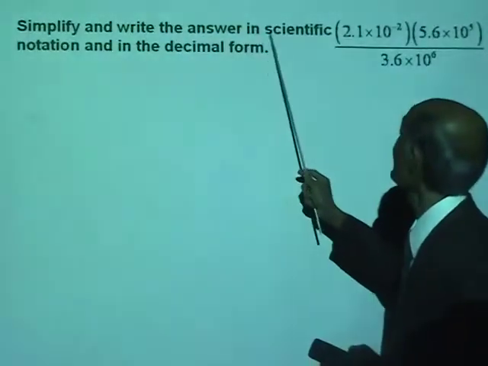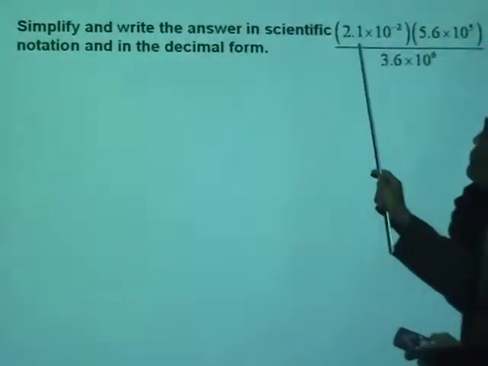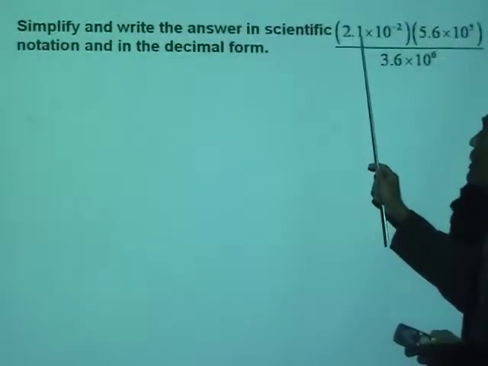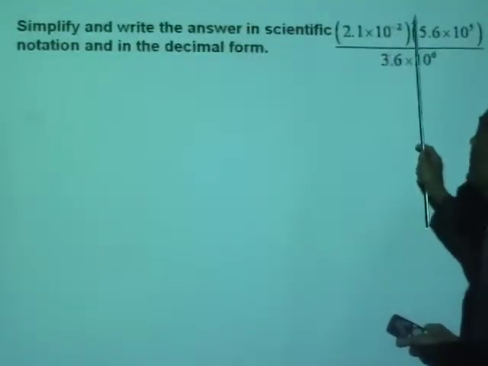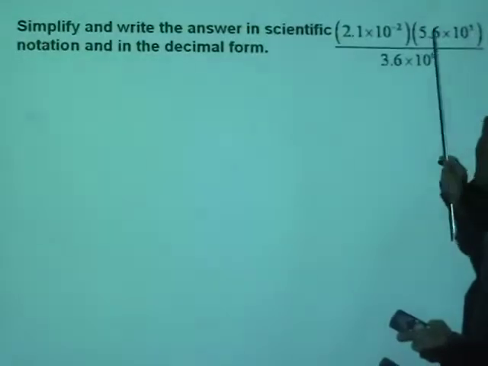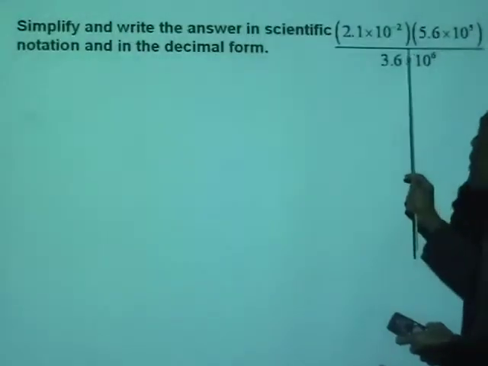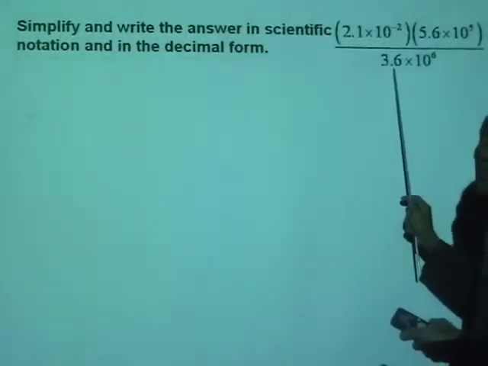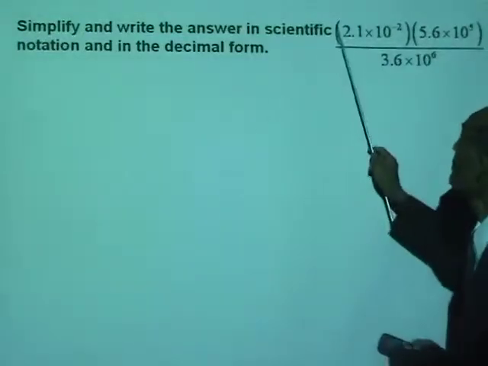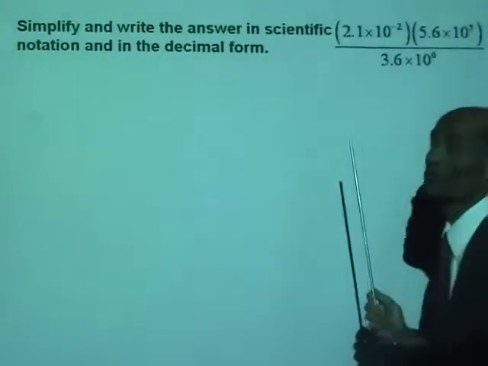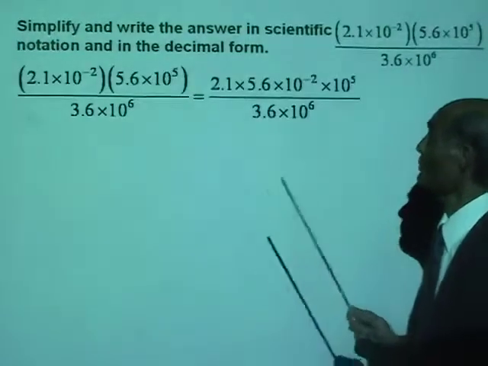Simplify and write the answer in the scientific notation. Now, see if you can read this. 2.1 multiplied by 10 to the power of negative 2 multiplied by 5.6 times 10 to the power of 5, all over 3.6 times 10 to the power of 6. Now we need to simplify this and write it in the scientific form. Now, what do we do first?